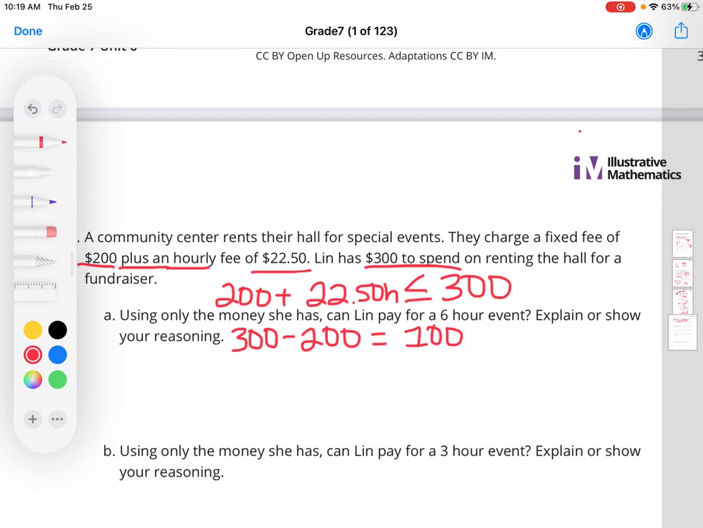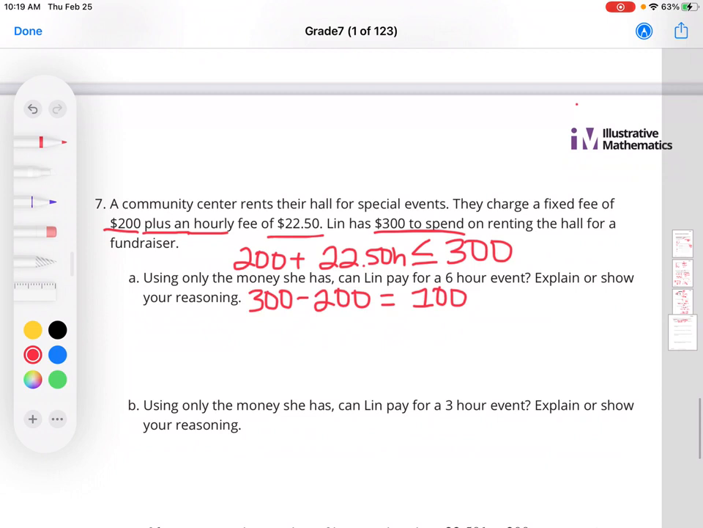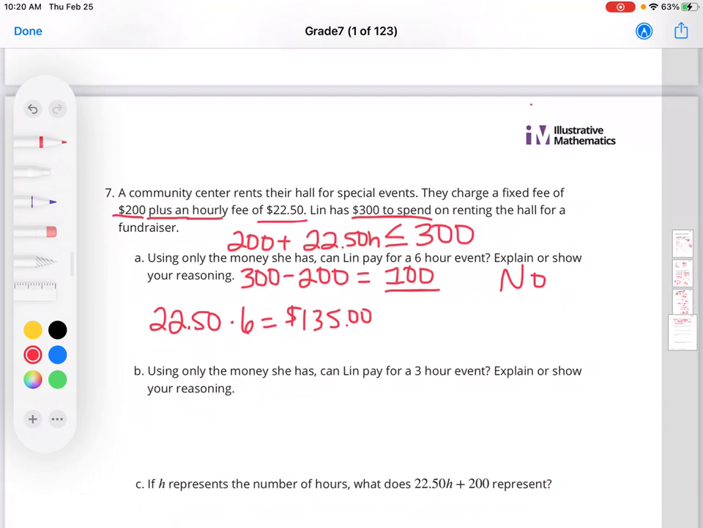So I can check it a few different ways. I can see what 6 hours would cost. So $22.50 times 6 hours tells me that that would cost $135, and she only has $100 left to spend. So I know that she cannot pay for a 6-hour event.